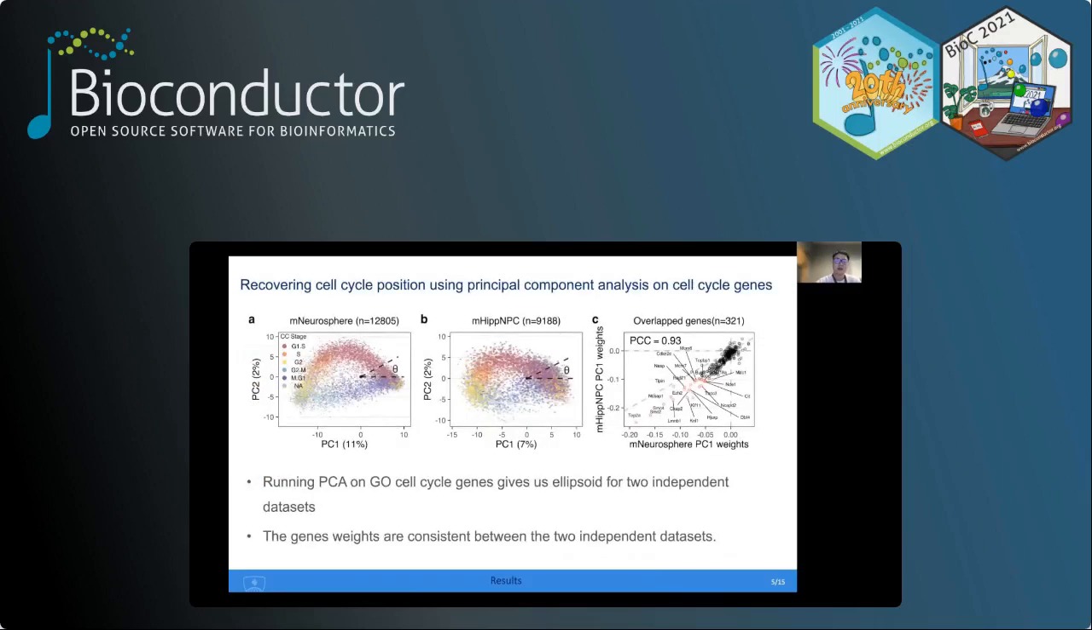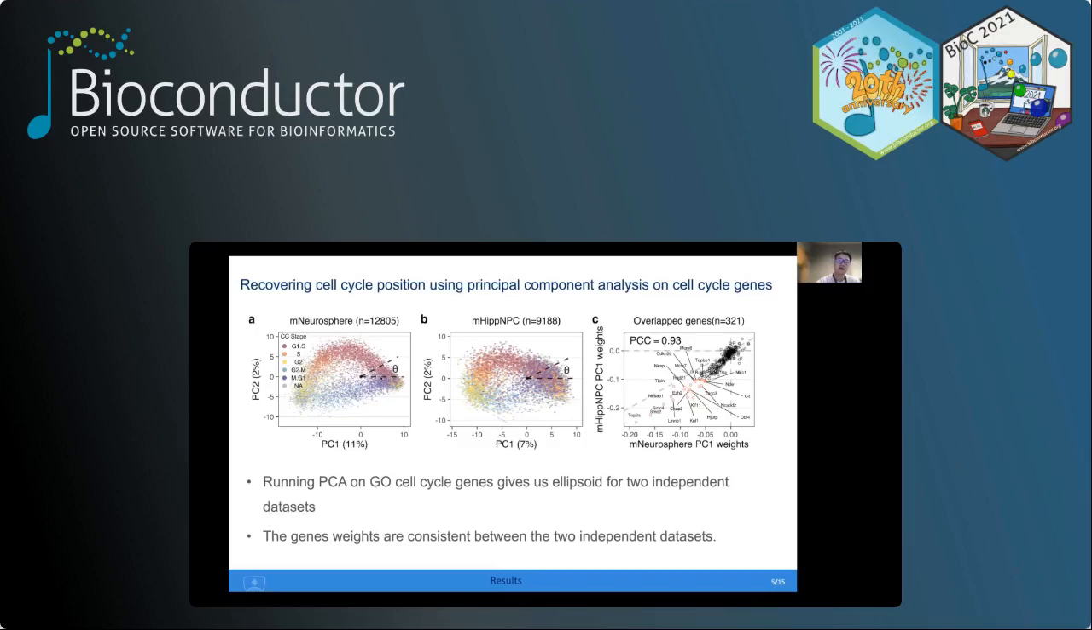So we first just do the PCA on some of the data sets, like the two of them shown here. They are two independent data sets. If we run the PCA on the cell cycle genes, we can see that the weights of those genes of PC1 are highly consistent. And for both of them, we observe this circular relationship.